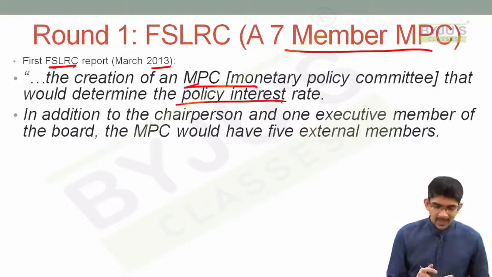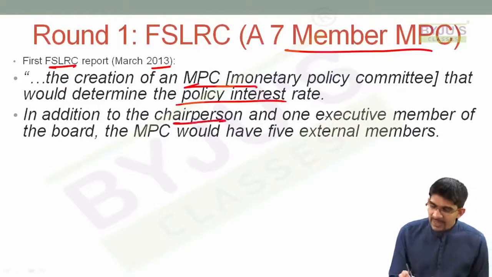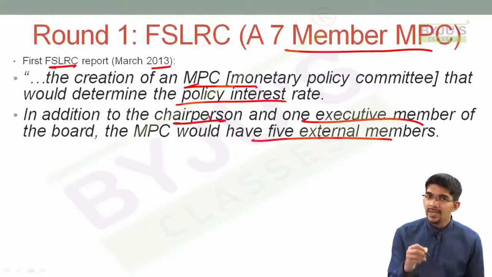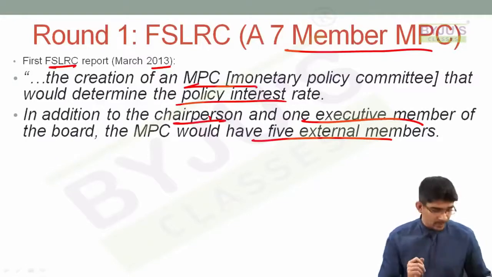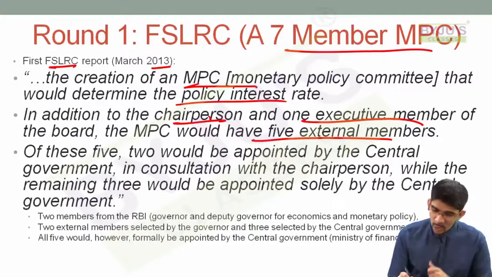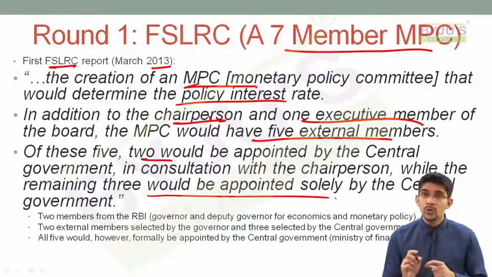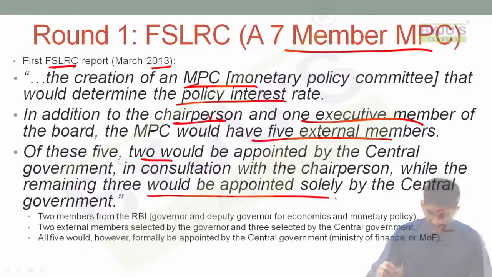interest rate. So there will be a chairperson and one executive member of the board, and the MPC would have 5 external members. So there will be a chairperson, which is the RBI governor himself, one executive member and 5 external members. That is the structure proposed. Of these 5, 2 would be appointed by the central government in consultation with the chairperson, while the remaining 3 would be appointed solely by the central government. We have 2 external members selected in consultation with the governor, and we have 3 purely by the government.